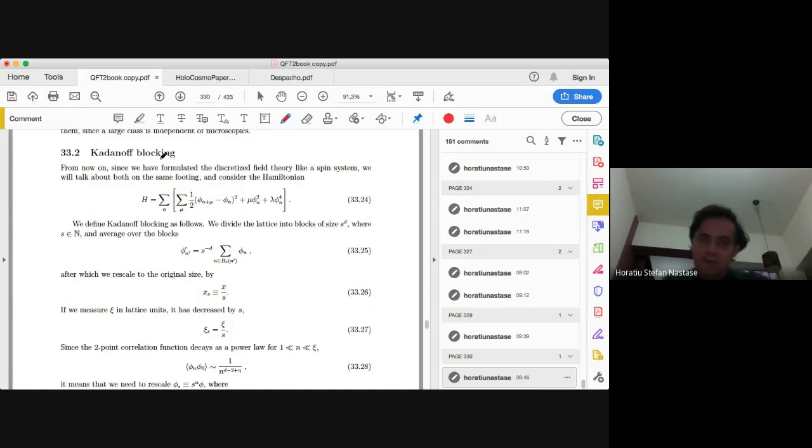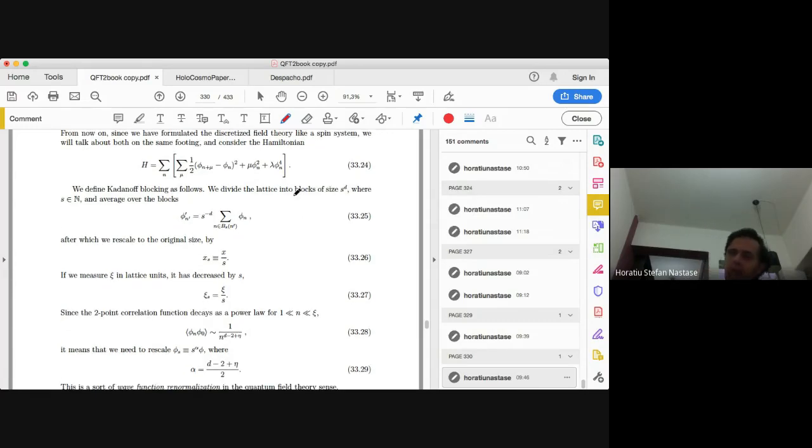And the procedure of this averaging in a discrete space. So since we have formulated this discretized field theory as a spin system, we'll talk about it in the same way. So we'll not distinguish whether we're talking about spin or spins or field theory. So generically, then, I'll write it in this field theory notation with Hamiltonian 1/2 (phi n) plus mu phi n squared plus lambda phi n to the 4.